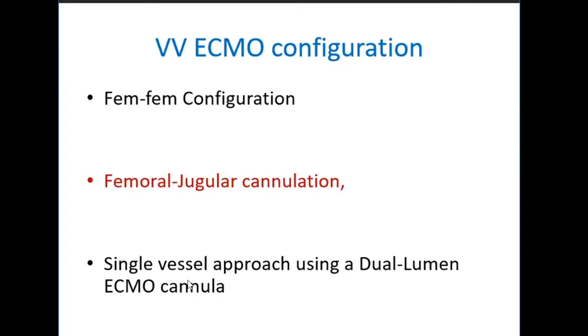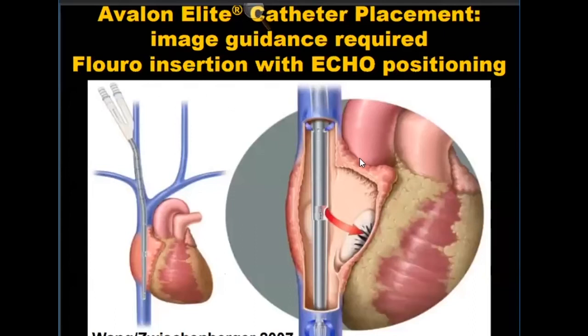Most recently, people have started a single vessel approach using a dual lumen ECMO cannula, which is now being used in ARDS patients. You can see here that this is the Avalon catheter, which is a dual lumen cannula. You can see it has an opening where the oxygenated blood is coming, which gets directed towards the tricuspid valve. And here is the draining from the IVC part and the SVC part of the venous side. So it is a dual lumen cannula, the Avalon catheter.